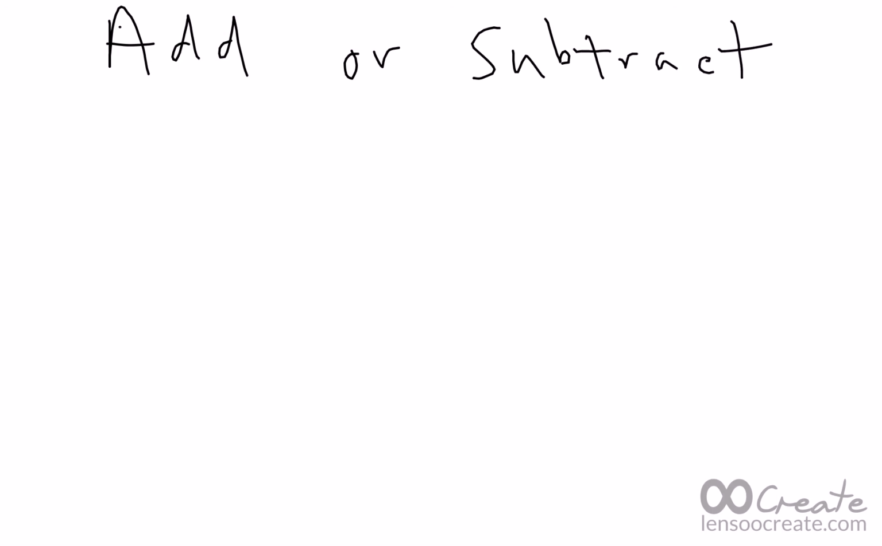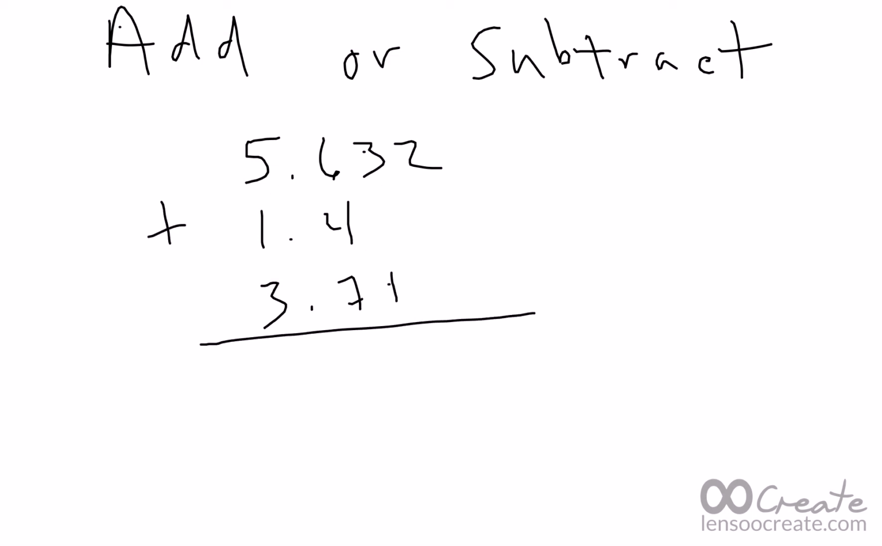When you deal with addition and subtraction, and this one is still relatively easy, when we add or subtract, the easiest way to do this when you're starting out is to line them up. So let's say I've got 5.632 and 1.4 and 3.71. All right. So let's say I'm going to add these, and again, addition and subtraction follow the same rules.